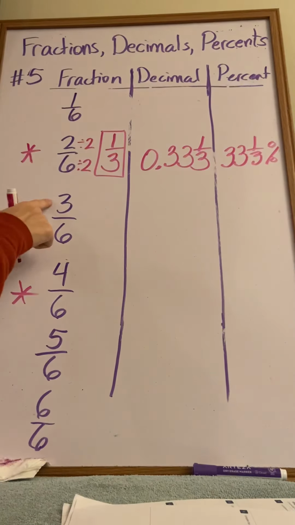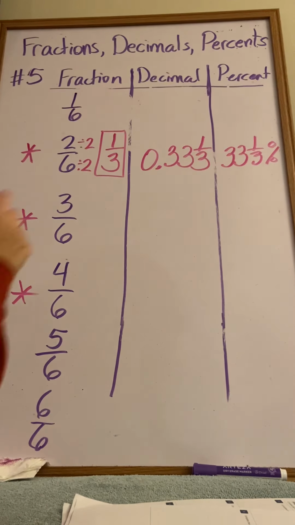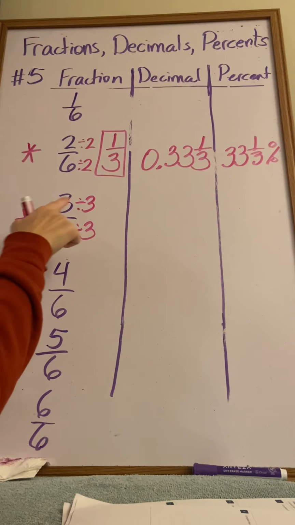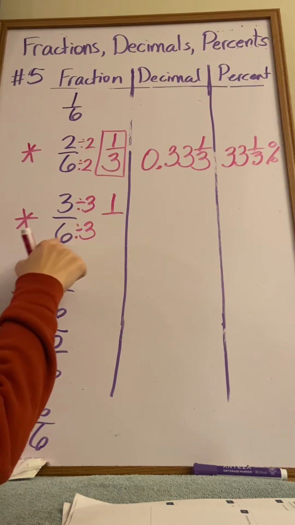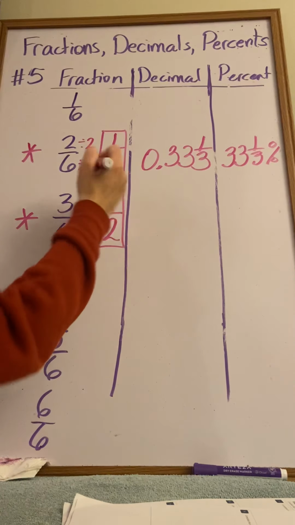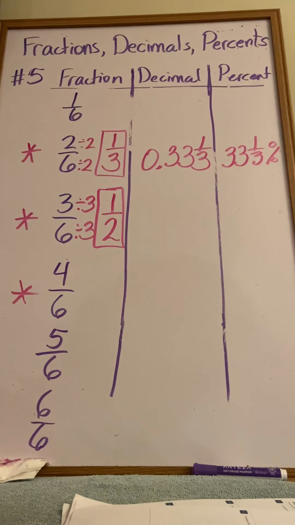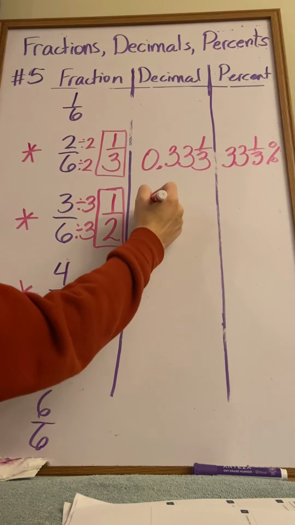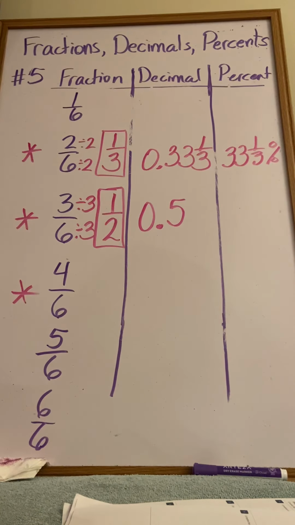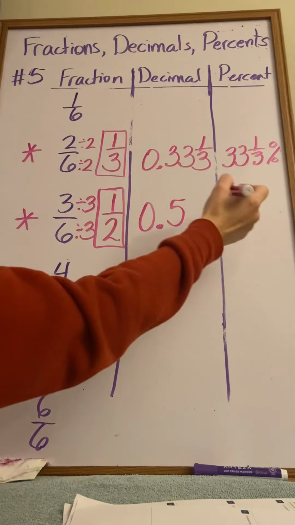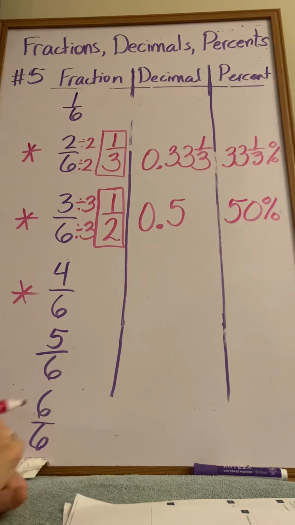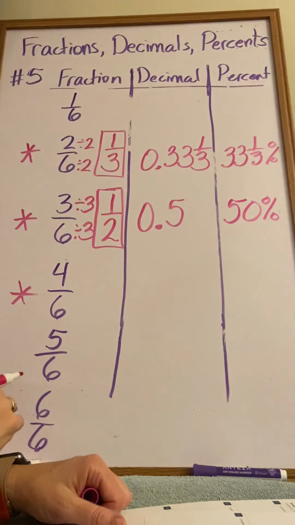Now let's simplify 3/6. 3/6, they have a 3 in common, a factor of 3. 3 divided by 3 is 1. 6 divided by 3 is 2. This is a half. 3/6 is the same as 1/2. And I know that a half is 0.5. And I know that the percent is 50%. If I have half of something, it's 50%.